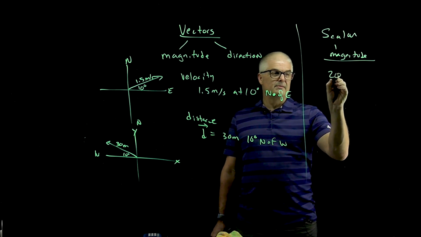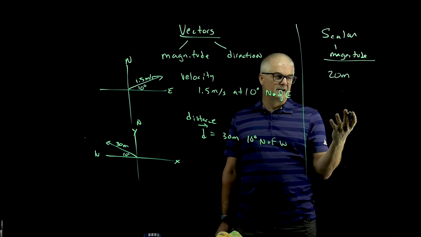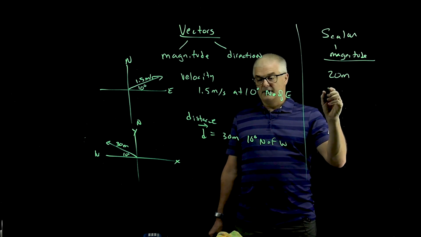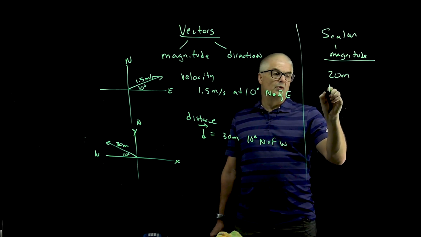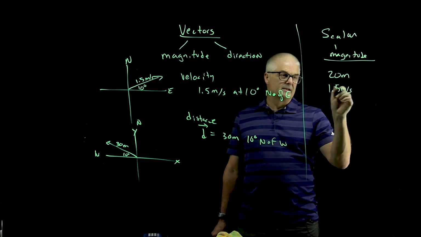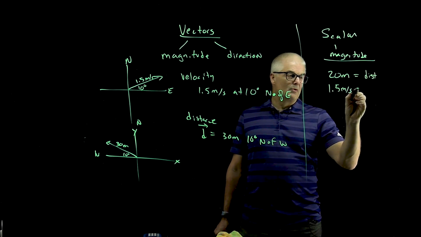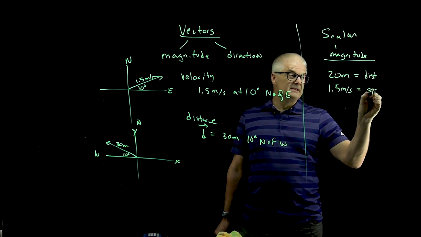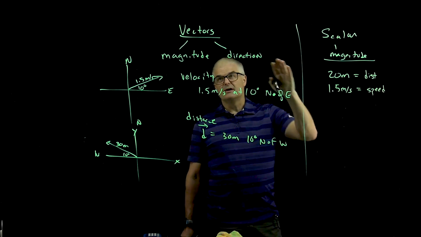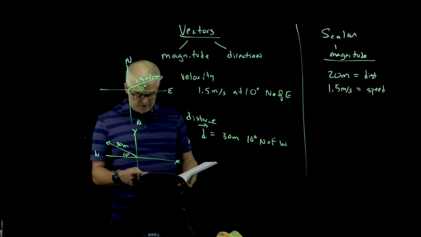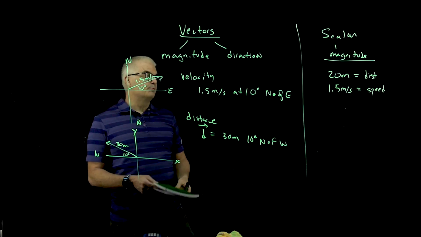Now, a scalar only has magnitude. To contrast here, if I just say 20 meters, I don't specify a direction. Or I say 1.5 meters per second. Now, 20 meters is distance, and 1.5 meters per second is speed, because we do not have a direction. So the difference between vectors and scalars is direction.